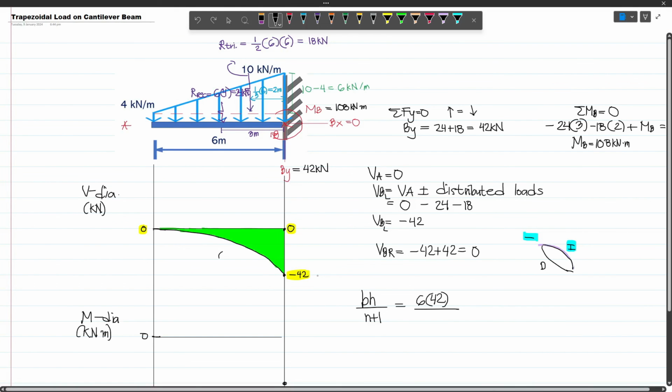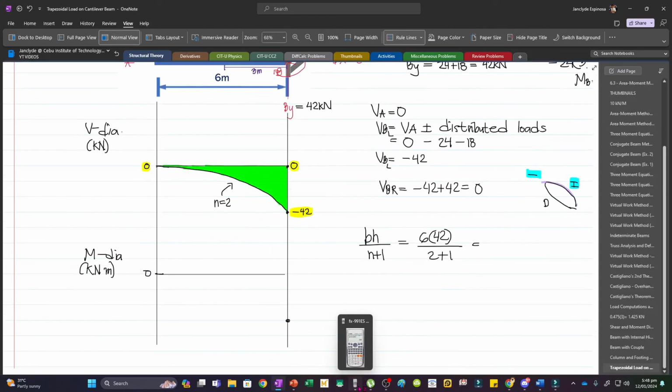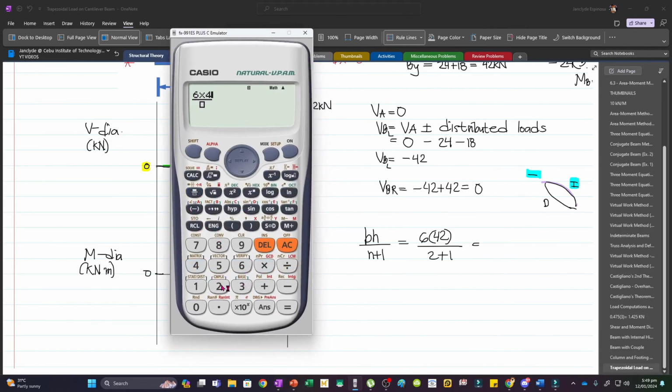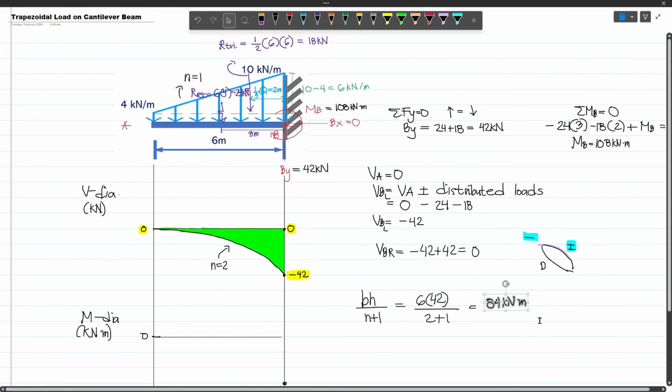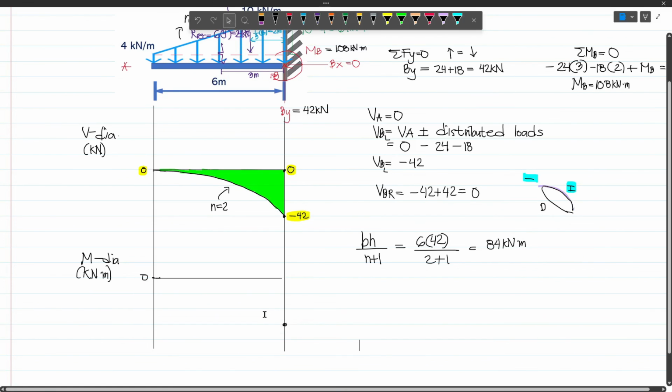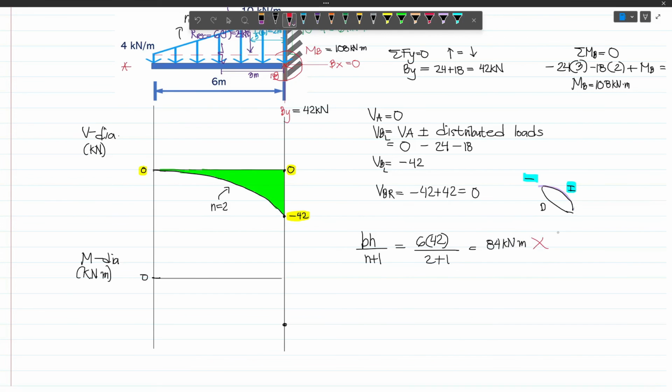And then diba, the degree of this one will be 2. Because itong triangular load, this degree is equal to 1. And so this will be 2 plus 1. And so that will give them 6 times 42 divided by 3. That will be 84. However, notice that this is different from 108. But diba, the moment value here should be negative 108. And so diba, this is wrong. Now sir, bakit hindi mag-work yung Spangel formula?